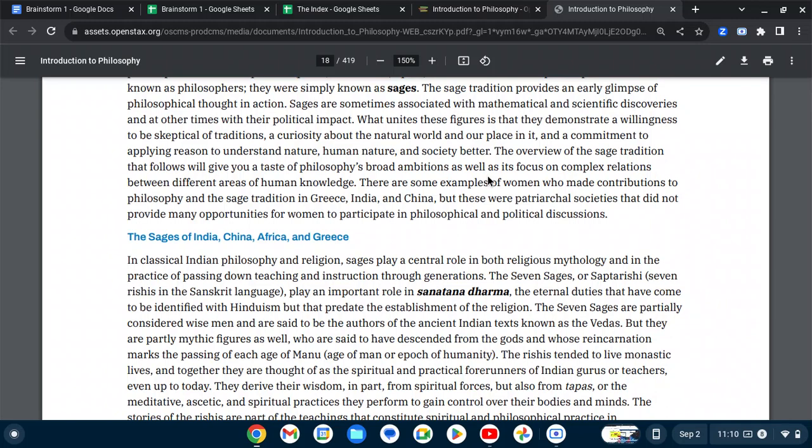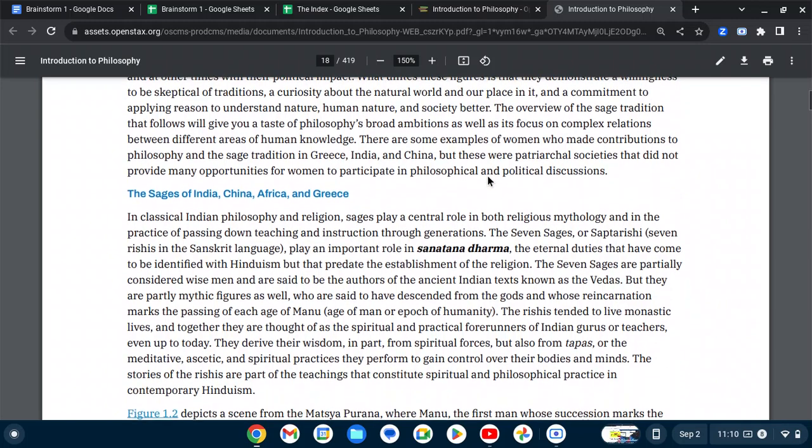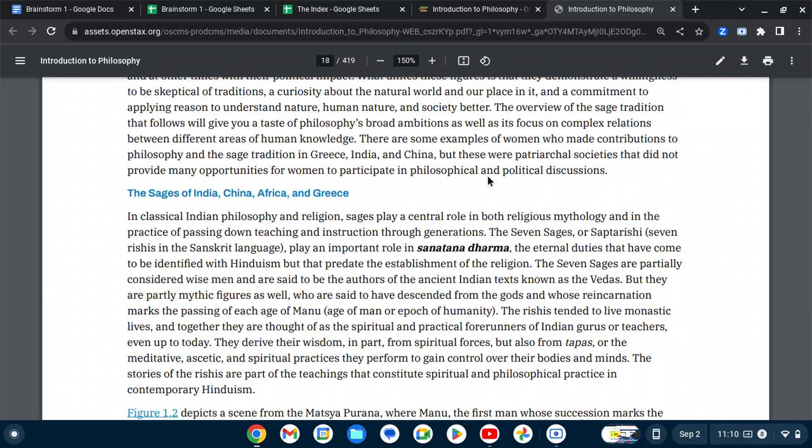What unites these figures is that they demonstrate a willingness to be skeptical of traditions, a curiosity about the natural world and our place in it, and a commitment to applying reason to understand nature, human nature, and society better. The overview of the sage tradition that follows will give you a taste of philosophy's broad ambitions as well as its focus on complex relations between different areas of human knowledge.